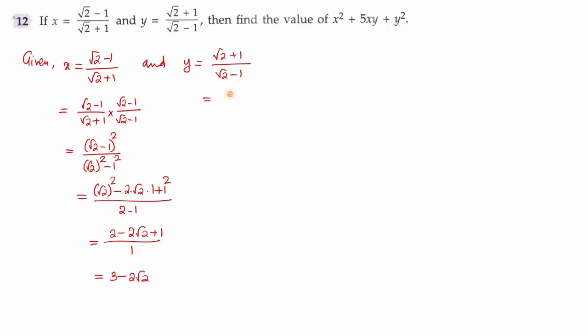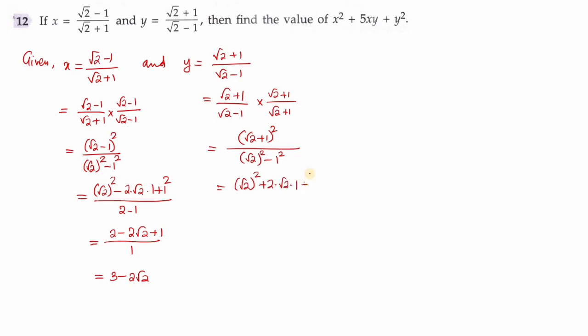Similarly, we will find out what is y. So we have (root 2 plus 1) whole divided by (root 2 minus 1). Let's multiply by root 2 plus 1. So then denominator is root 2 square minus 1 square. Numerator is in the form of (root 2 plus 1) whole square. So (a plus b) whole square is a square plus 2ab plus b square, whole divided by root 2 square, which is 2, minus 1. So it is 2 plus 2 root 2 plus 1 by 1, that is 3 plus 2 root 2.